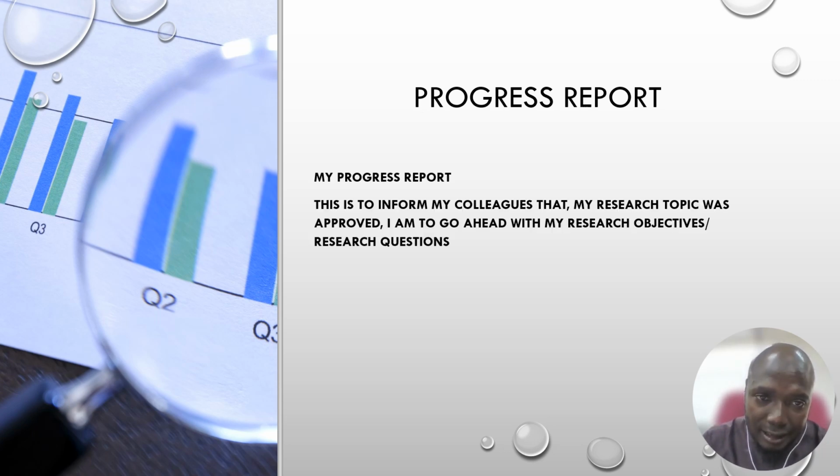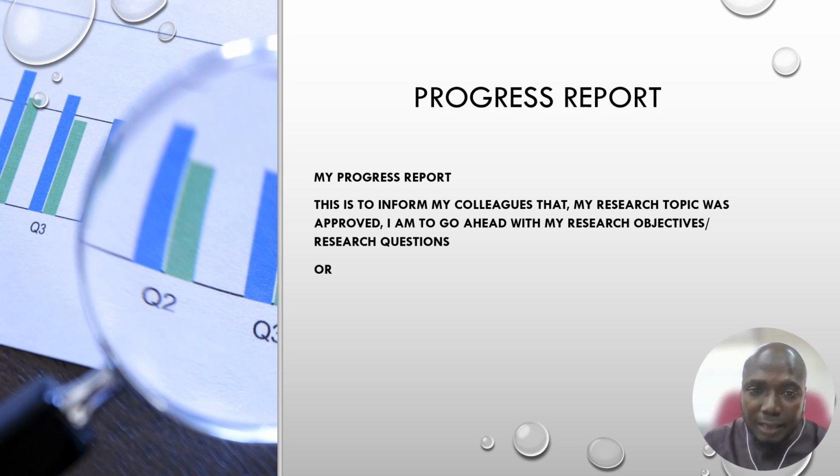For example, this is an example of a progress report. He said, my progress report: this is to inform my colleagues that my research topic was approved. I am to go ahead with my research objective or research question. It's dependent on how we talk. Maybe I agree with your research topic, then you now tell your colleagues that I have approved it, or you are still on the research topic. So everybody must be writing this on the platform, on the WhatsApp platform, everybody.